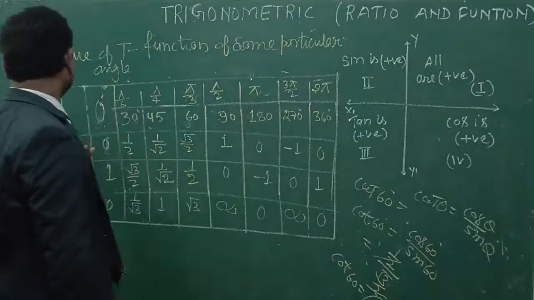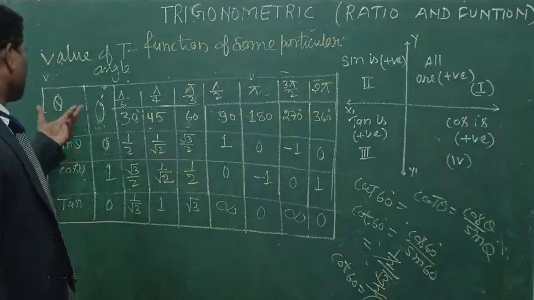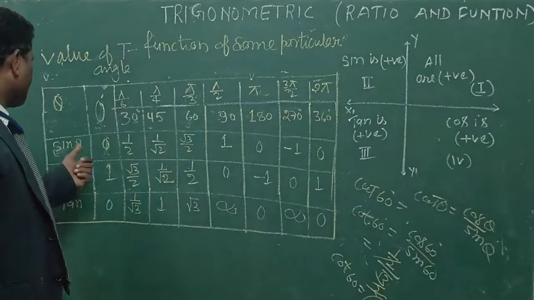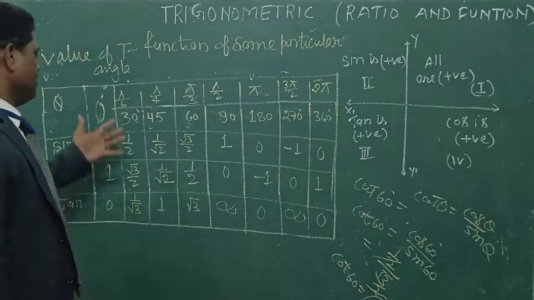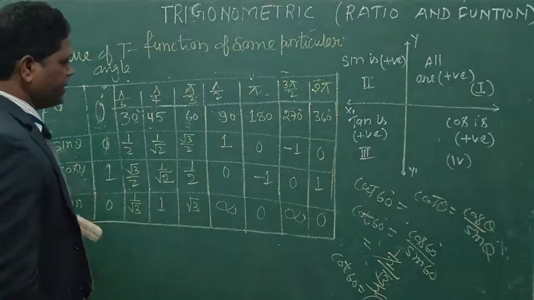After that, if you find out cosec theta, it is the opposite of sin theta; sec theta is the opposite of cos theta; and cot theta is the opposite of tan theta. You will get the answer.